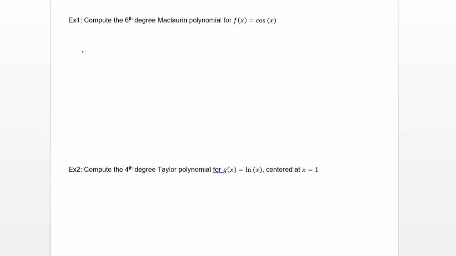Here are two examples of writing a Maclaurin and then a Taylor polynomial. In this example, we have a function f of x equals cosine of x, and we'd like to create a polynomial approximation of cosine of x centered at 0, because Maclaurin polynomial means that this center point is 0. We want a 6th degree, meaning we're going to compute until we get to the x to the 6th term.